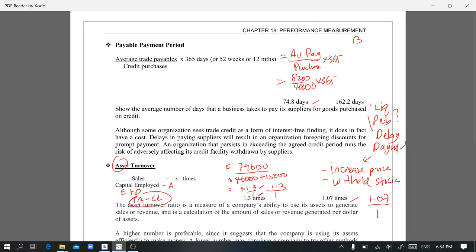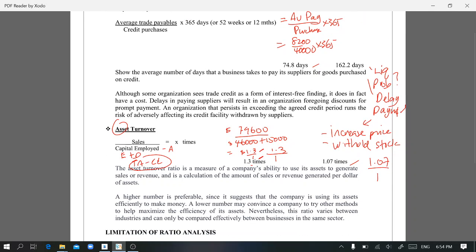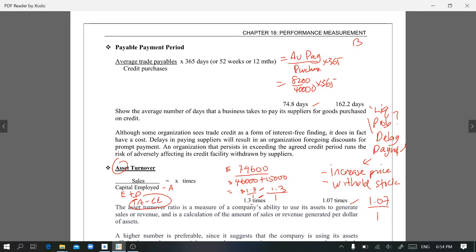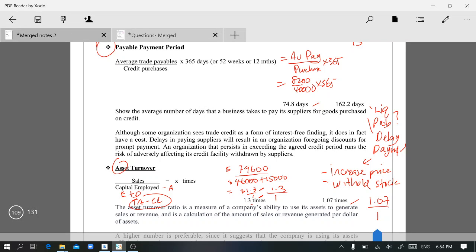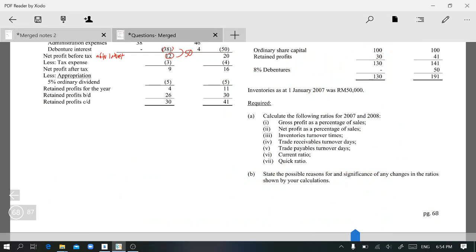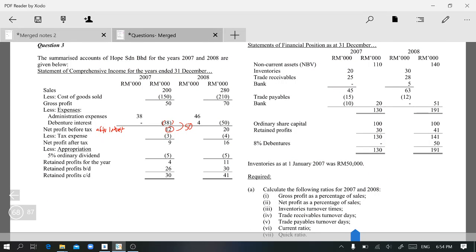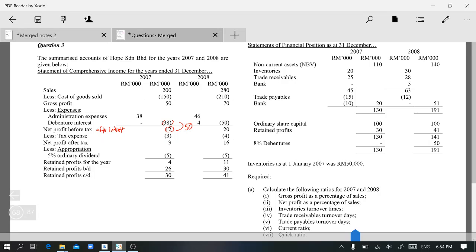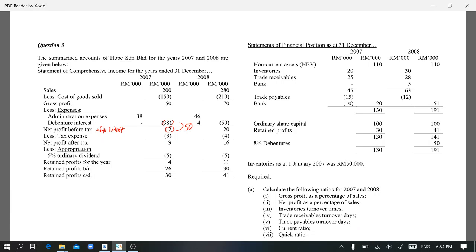So one thing you have to take note is, especially for this one, average trade payable divided by purchase. Sometimes, okay, so this is question 3 of your note, yeah. So this is question 3.